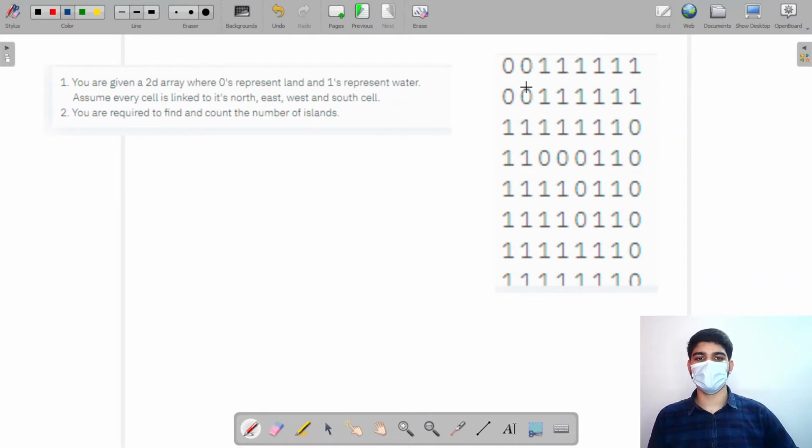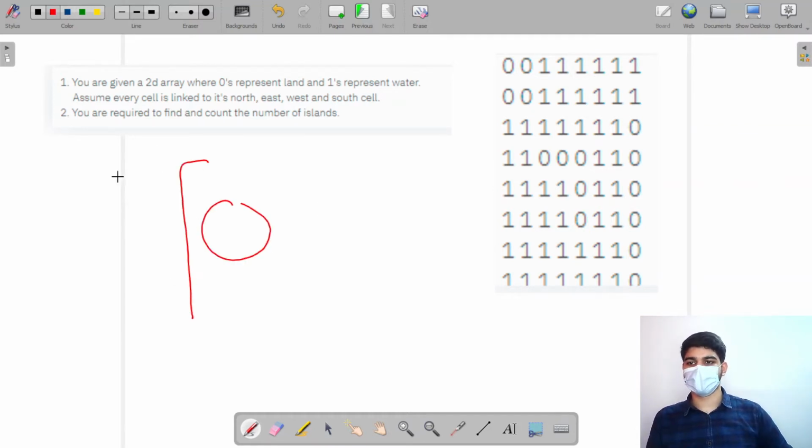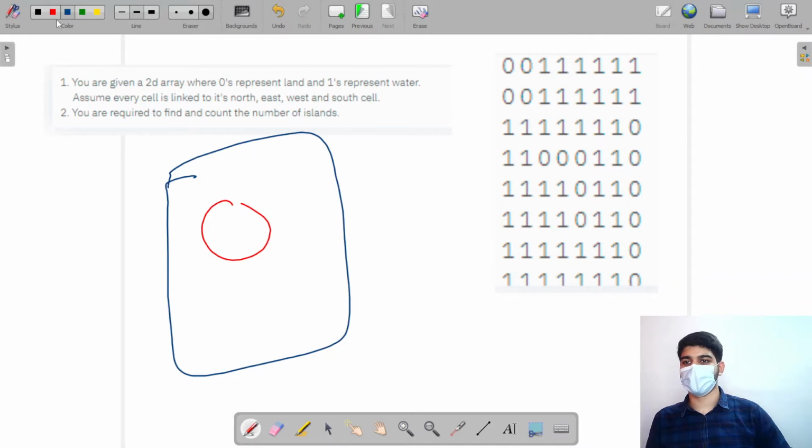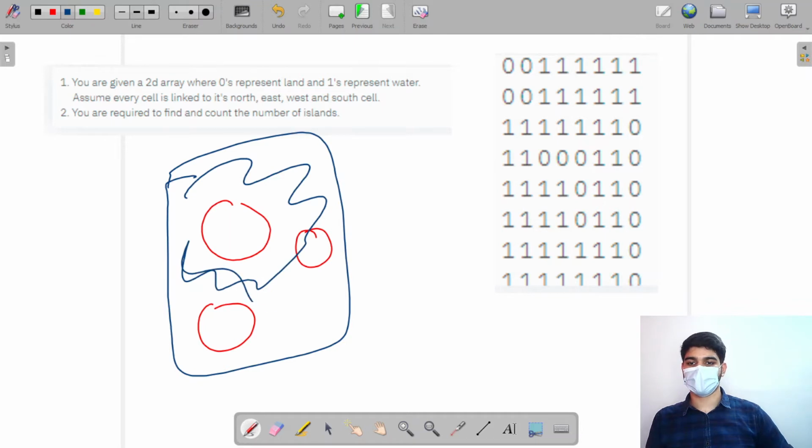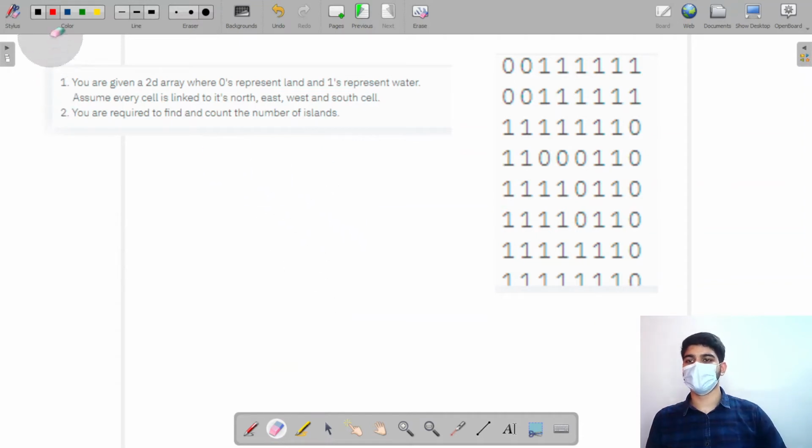If 1 is my water and zeros are my land, my islands are the pieces of land that are covered by water. Makes sense? Islands are covered by water. So if this is my land, I would be surrounded by water. If this blue portion is water and the red portion is land, in this case I have 1, 2 and 3 islands.